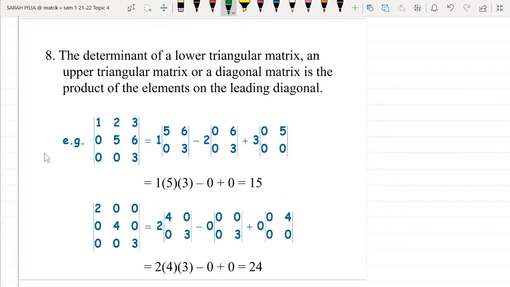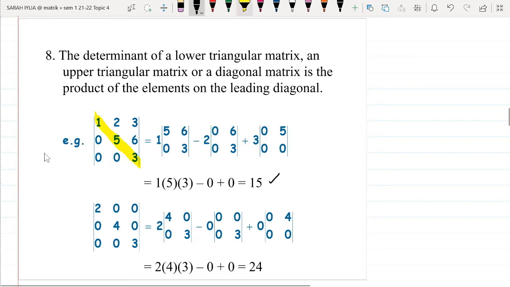Next one, properties number 8. Determinant of a lower triangular matrix, upper triangular matrix or diagonal matrix is the product of the elements on the leading diagonal. So, kalau kita ada lower triangular or upper triangular, yang ni contohnya, dia punya determinant tak payah cari panjang-panjang. It's basically the multiplication of our leading diagonal entries. Contohnya kat sini, 1 times 5 times 3. Straight away kita terus dapat 15.